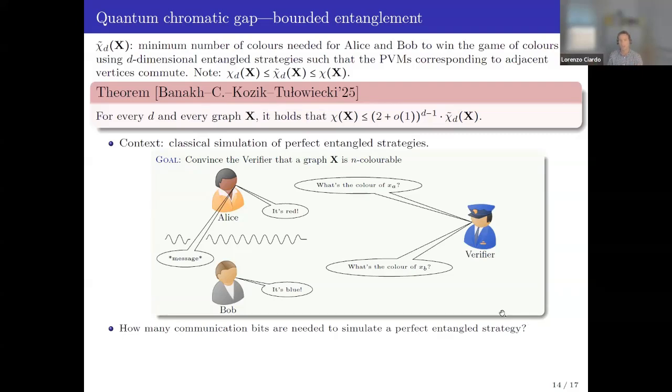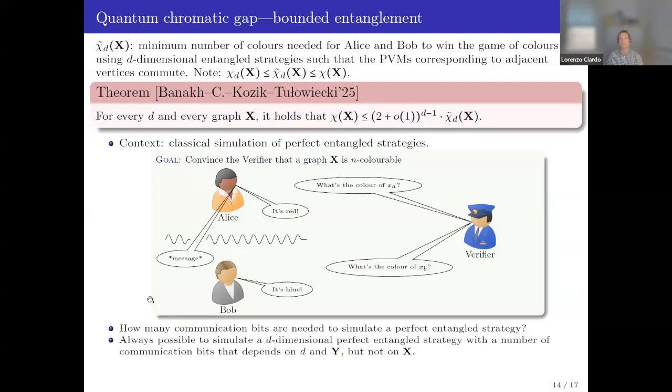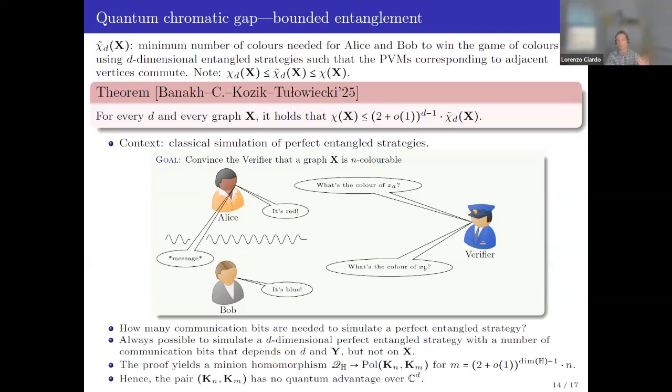And this is a problem from communication complexity, quantum communication complexity. Okay, so what we are showing is that it's always possible to simulate a d-dimensional perfect entangled strategy using a classical communication channel whose size depends on d, so on the number of qubits, and on the template, but it does not depend on x. And essentially, the proof of this gives for free a minion homomorphism from the quantum minion to the polymorphism minion of approximate graph coloring, n versus m, where m is some constant, so 2 plus 0.1 power the dimension of h minus 1 times n. And this means that the pair Kn, Km has no quantum advantage over Cd, which is exactly a synonym of the statement of the theorem.